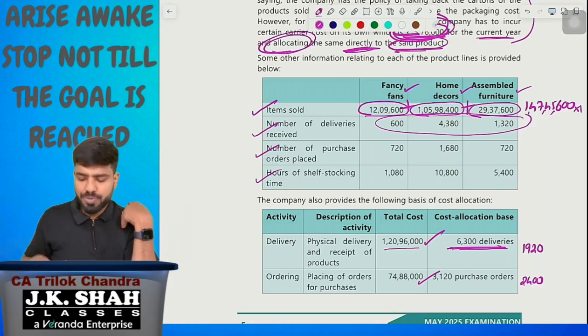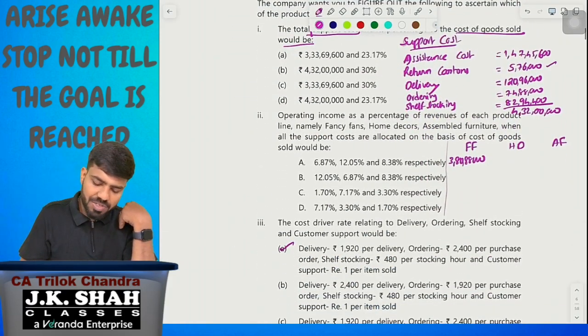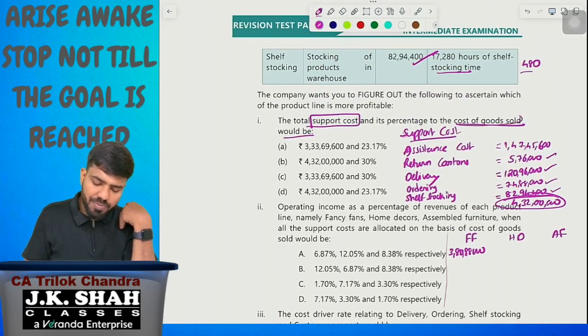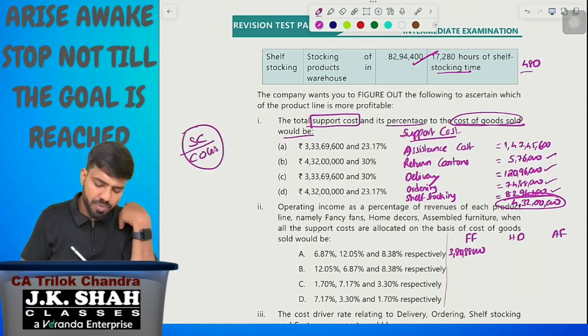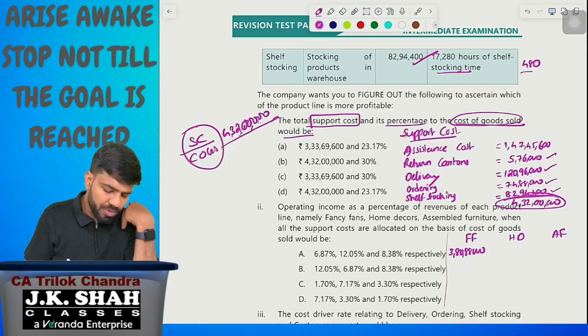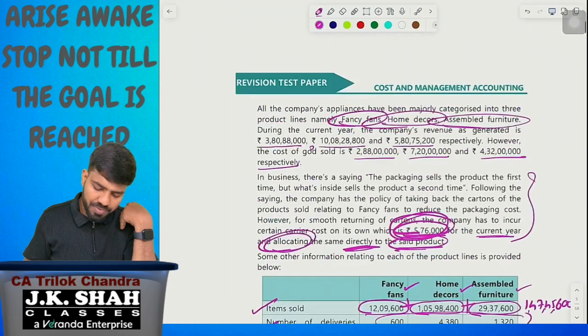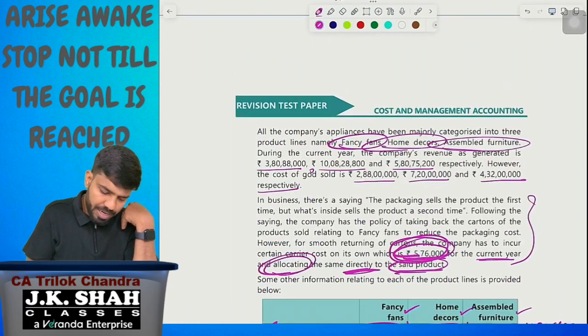Apart from that, 4 more items. We make a total: 5 lakh 76,000, 1 crore 20 lakh 96,000, 74 lakh 88,000, 82 lakh 94,400. We'll be getting 4 crore 32 lakh. This 4 crore 32 lakhs against cost of goods sold, they're asking the percentage. So, support cost divided by total cost of goods sold. Support cost is 4 crore 32 lakhs, divided by cost of goods sold, make a total of these 3 elements.